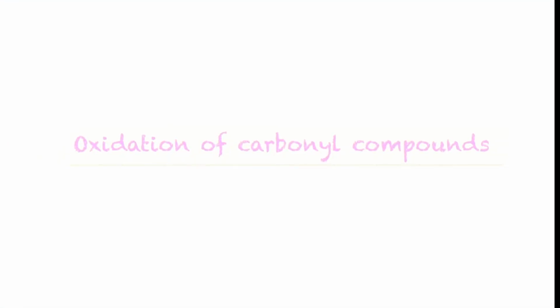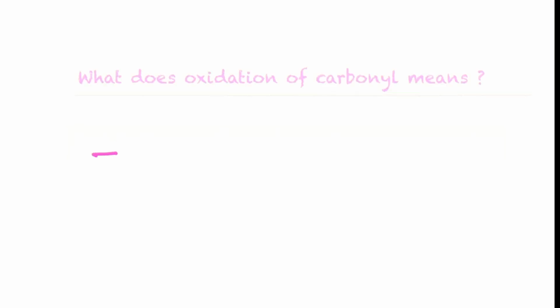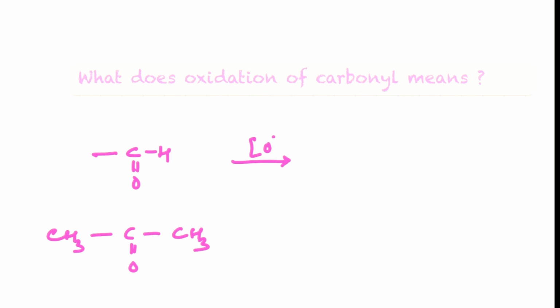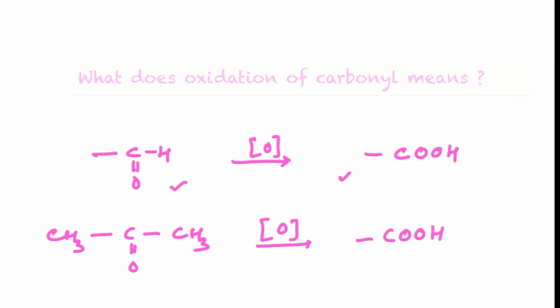Oxidation of carbonyl compounds, that is, the oxidation of aldehyde and ketone. The aldehyde and the ketone group, they both will consume oxygen to go to the next higher oxidized form, which is acid. Now the question is, which acid do we get? In aldehyde we get the same number of carbon atoms in the acid. If we start with 2 carbon atoms on the left side, we reach a 2 carbon acid on the right side.